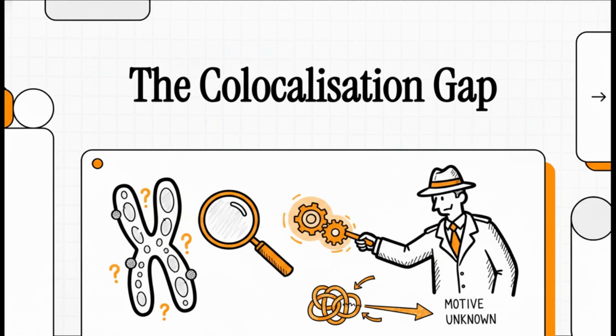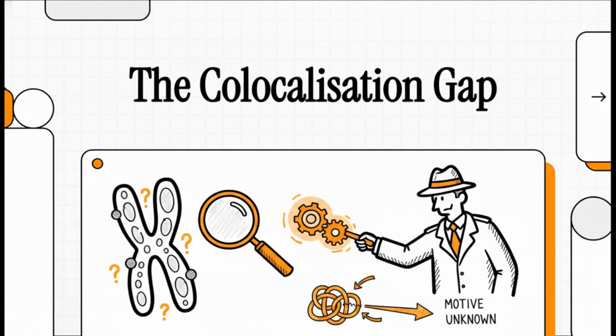You see, for the past couple of decades, geneticists have mapped out thousands of genetic coordinates that are associated with complex human diseases. So we have this massive lineup of genetic suspects. But here's the problem. For a huge chunk of these suspects, we completely lack the motive. We know they're at the scene of the crime, but we don't know exactly how they're causing the disease.